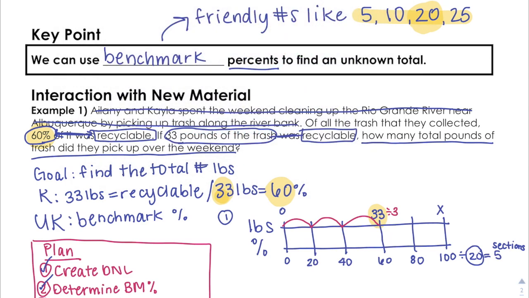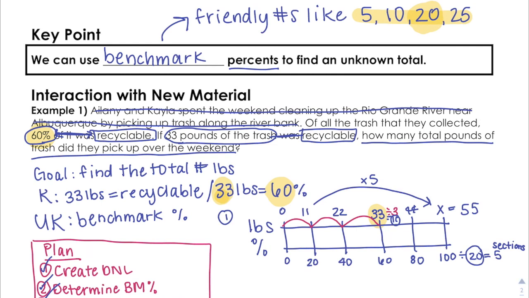So that means each line is 11. 11 is what I'm skip counting by. So starting at 0, what's next? 11. 22. Obviously 33. 11 times 4 is 44. And then 11 times 5 is 55. So not only did we find the value at our benchmark percent, but we also ended up finding our total as well.